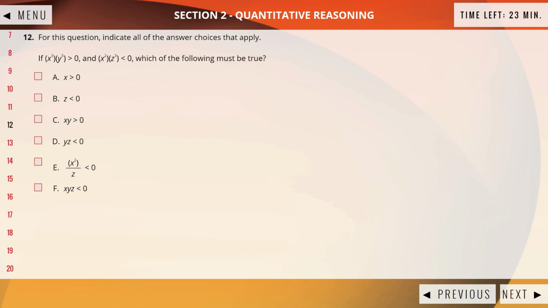But anyway, the answers are: z is negative, x times y is greater than 0 because we know they're the same sign. So if you times them, you do get a positive regardless. Y times z we don't know because we don't know the sign of y. It could be plus or minus.